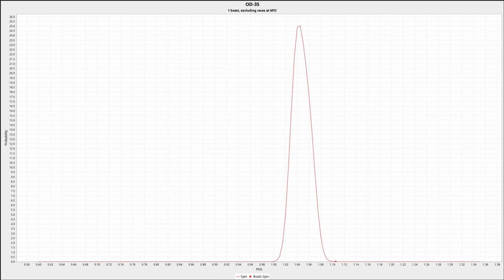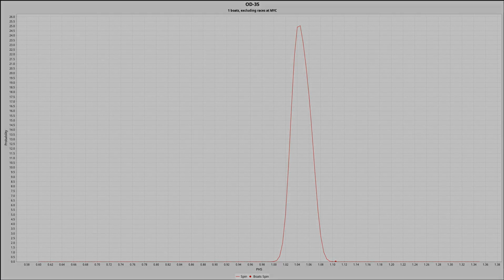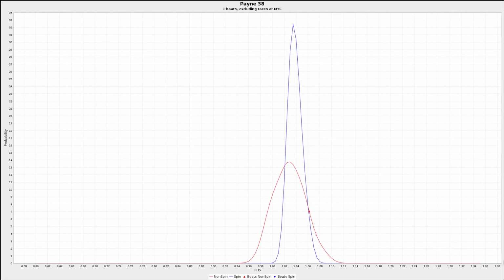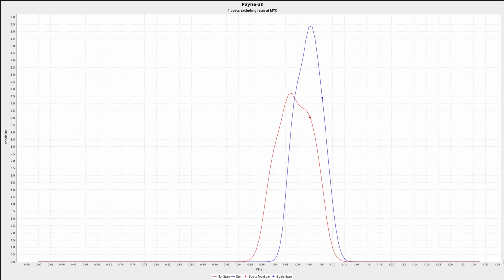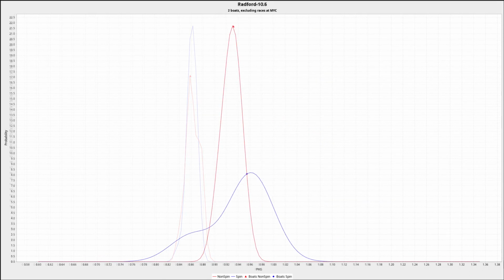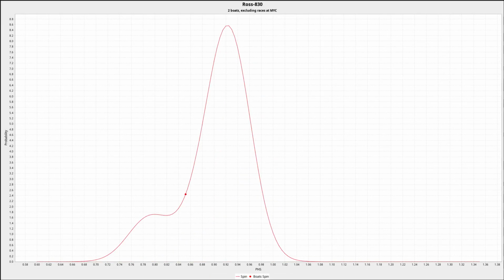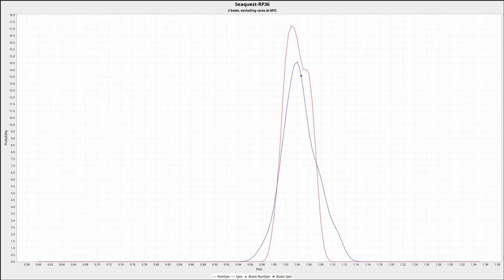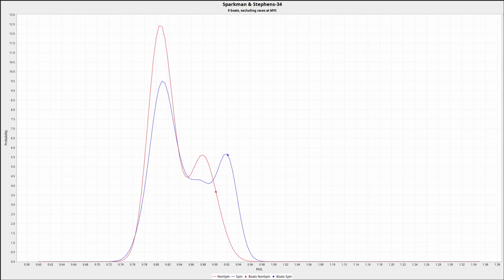One Design 35. That's Khaleesi. That's only one boat, so it's probably Khaleesi at some other event getting that handicap, and because she won the club champ, she's got a tough handicap at the moment. Payne 38, okay, that's obviously the same boat. Peterson 33, Radford 10.6, 1060, Radford 12, a Ross 830, Salona 37, Sequest RP 36. Lots of boats have sailed with us.